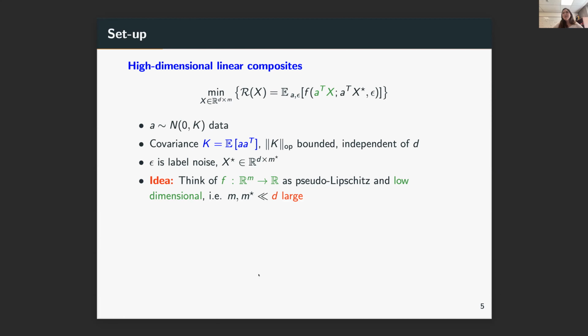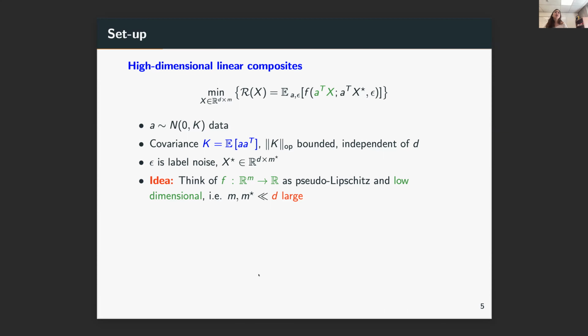Okay, so here's the type of problem we're going to study today. I'm actually going to switch a little bit. I'm going to do the expected risk problem, where I'm minimizing a risk function, which is the expectation over my data, A, which I'm going to assume for the moment is normally distributed with a covariance K. And I'm going to assume that my covariance has an operator norm which is bounded and doesn't depend on any dimension. I'm going to let epsilon be label noise, so targets get perturbed by some noise. And x star, for the moment, just think of as a fixed vector.